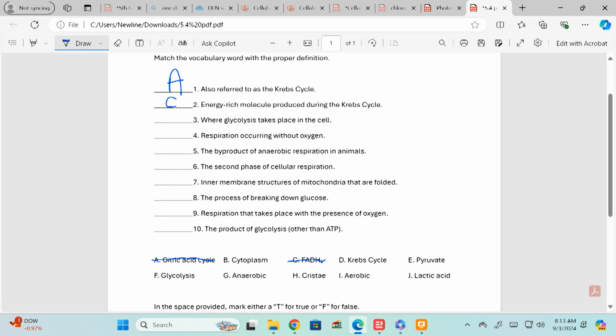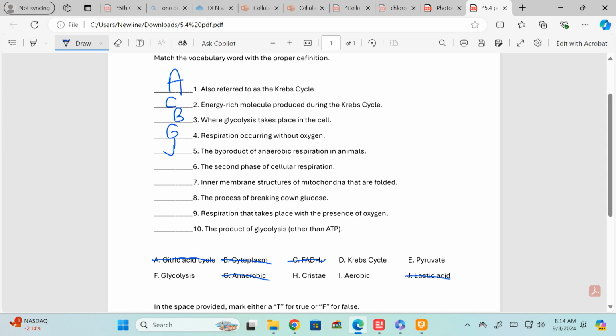Number 3, where glycolysis takes place in the cell. So where does glycolysis happen? Glycolysis happens in the cytoplasm. Okay, next one, number 4, respiration occurring without oxygen. So what do you call it when it does not need any oxygen? That's anaerobic. So letter G for that one. Good job. All right, 5, the byproduct of anaerobic respiration in animals. So why do you start to feel sore if you're working out too much? It's because your muscles are being filled up with this lactic acid. So letter J for that one.